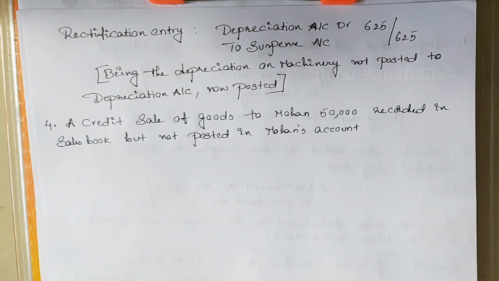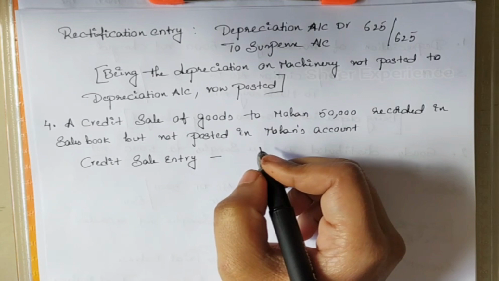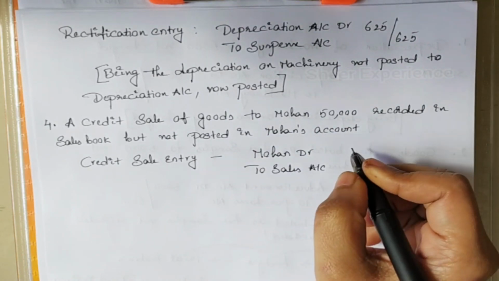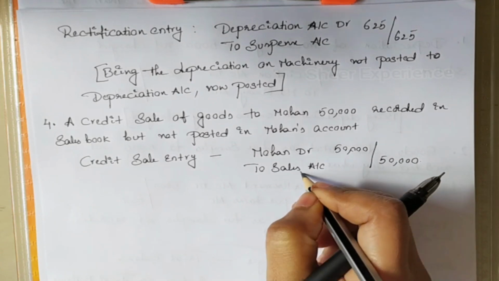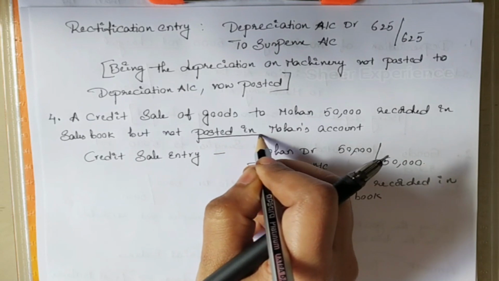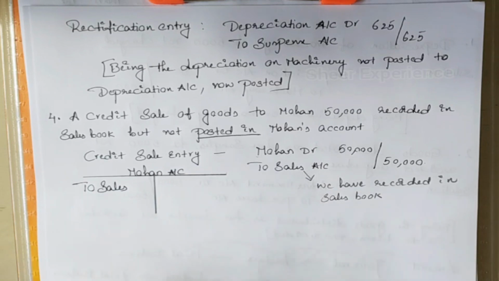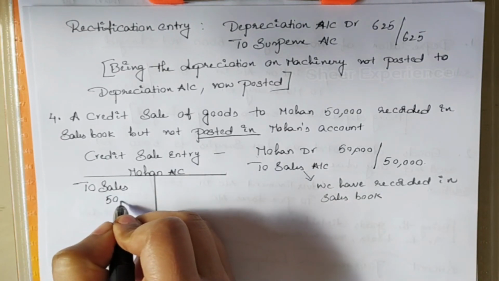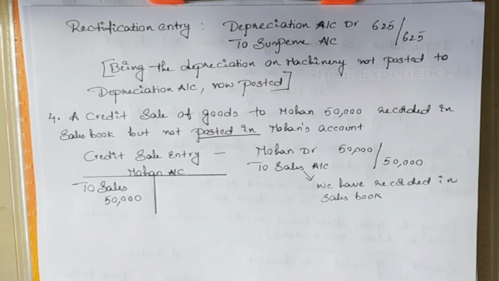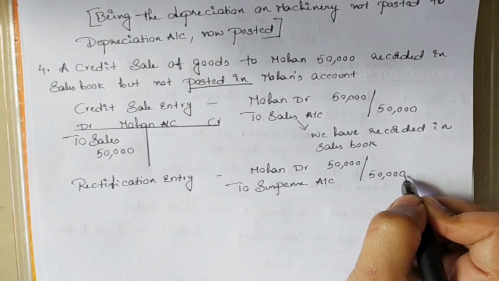Our next error is credit sale of goods to Mohan 50,000 recorded in the sales book but not posted in Mohan's account. The credit sale entry is Mohan debtor to sales account. Amount is 50,000. The error states we have recorded in the sales book but not posted in Mohan's account. In Mohan's account, we are supposed to post 'to sales' on the debit side and the amount is 50,000. But we have not posted. So the rectification entry is Mohan debtor to suspense account. Amount is 50,000.